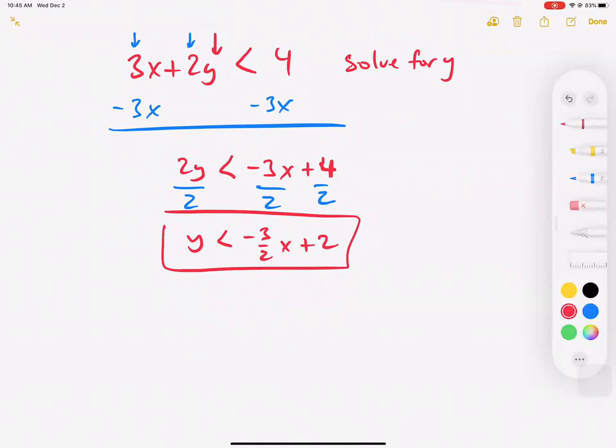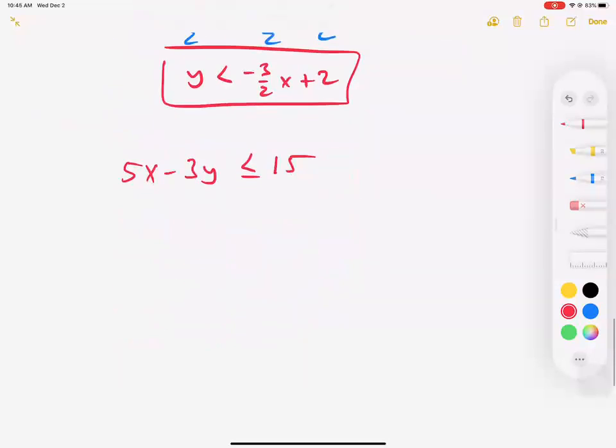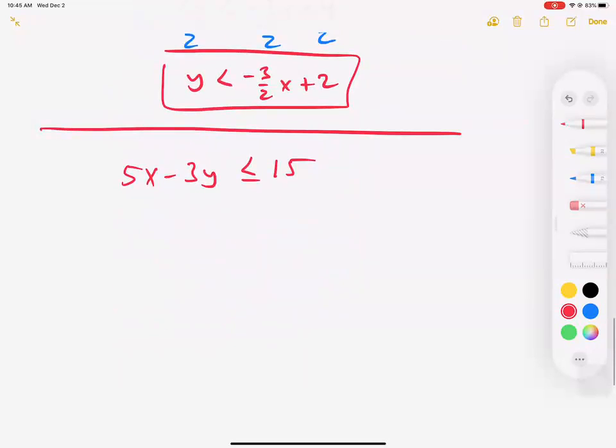Right. Let's do one more. If I give you 5x minus 3y less than or equal to, let's say, 15. Okay, so this one we're going to have an issue. No, I'm going to erase the equal sign. It's not going to matter to us. Let's talk about what we're going to get rid of first. We're going to get rid of the 5x first, and then we're going to get rid of the 3. Let's go ahead and do that.